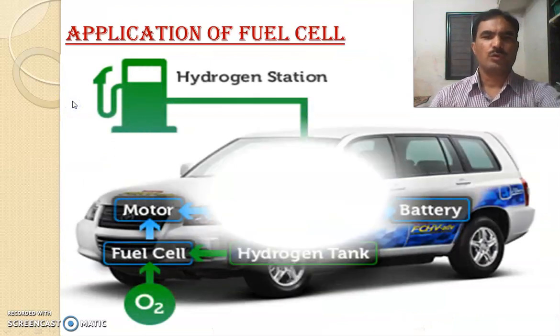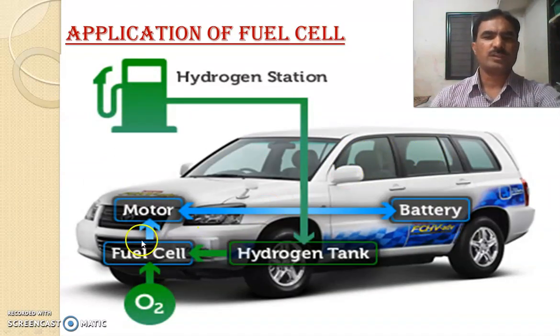So suppose we want to run this car with the help of this fuel cell. So we need a fuel for the fuel cell. Suppose hydrogen is a fuel which is applicable for the fuel cell. So we must need a fuel tank, a hydrogen tank in a car. So to refill this hydrogen tank, we must again need a hydrogen station. At that hydrogen station, we can generate this hydrogen with the help of electrolysis of water. So the hydrogen station is there.